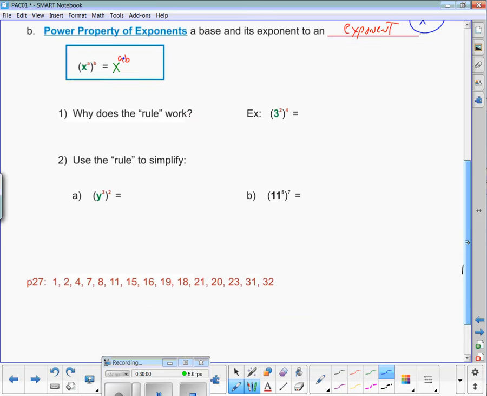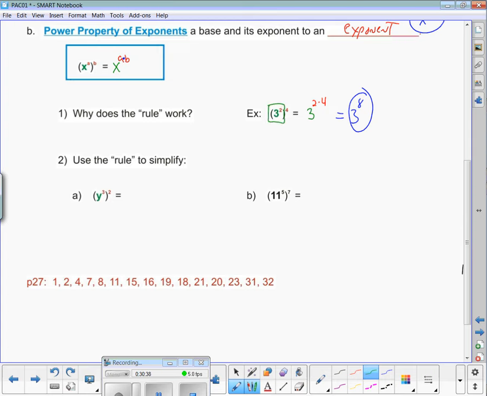So let me once again try to help you understand how this rule works. Using the rule is very easy. So first off, on number 1, let's use the rule. The base is 3. Keep the base, and the exponent times the whole outside exponent, right? 3 to the 2 times 4. And we all know 2 times 4 is 8. Final answer, 3 to the 8th, right? Okay, what is the rule doing? The rule is saving you time.